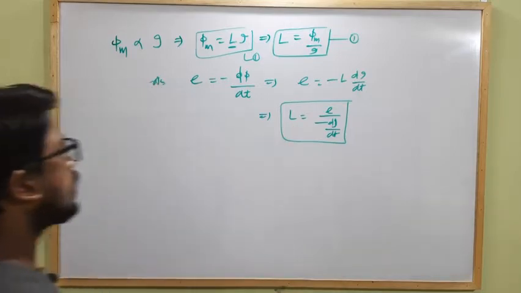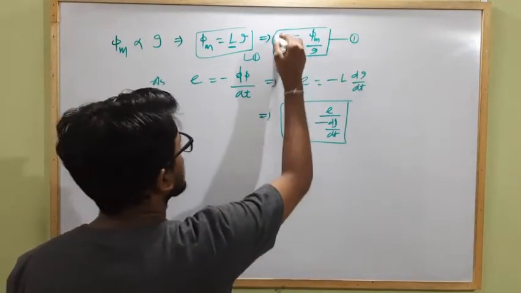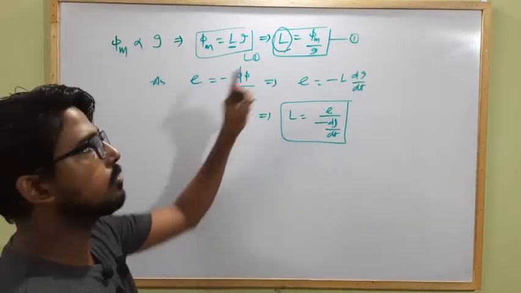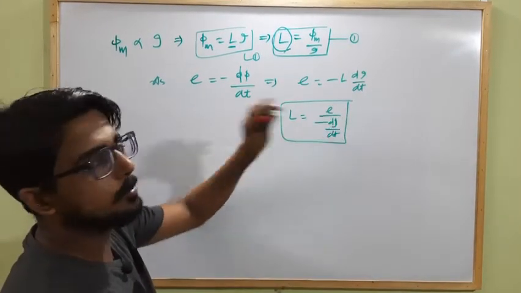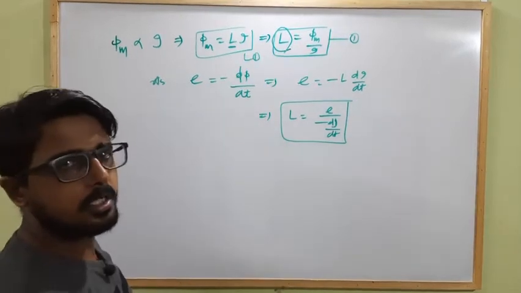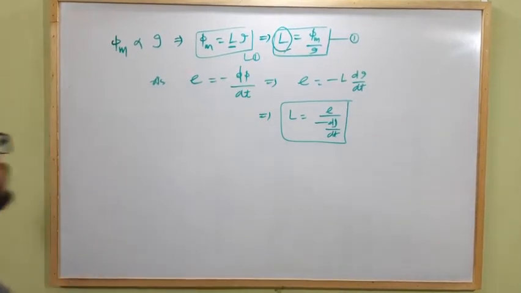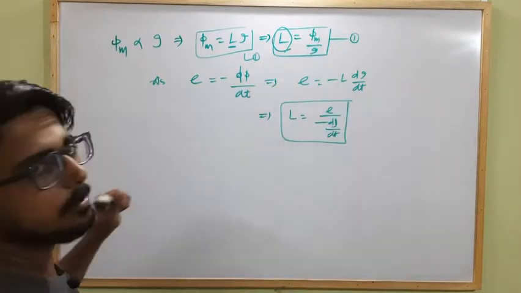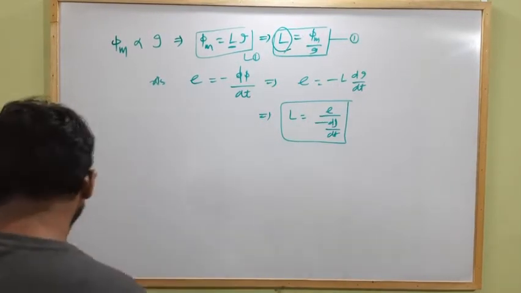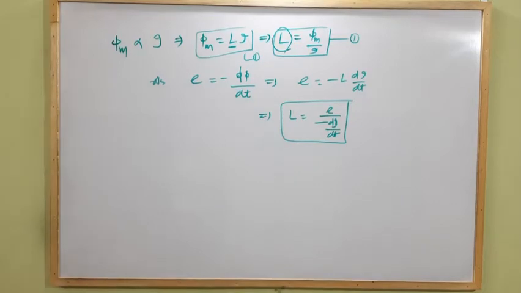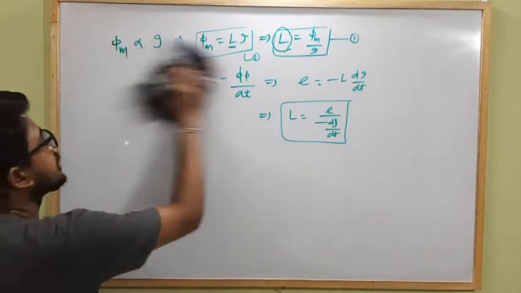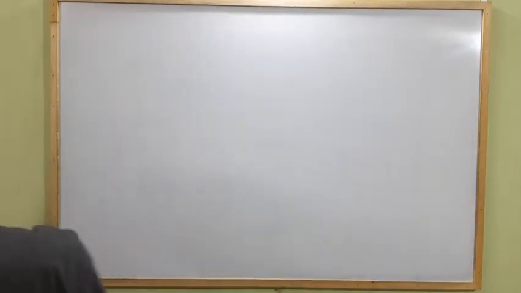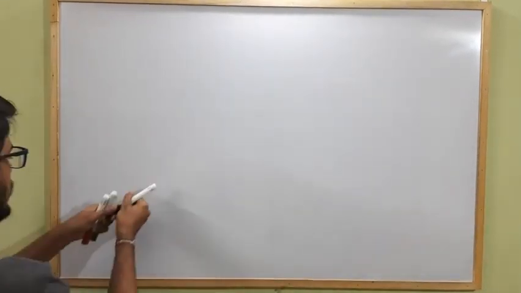Clear? This self-inductance depends upon the geometry and material of the inductor, not on the flux, the induced EMF produced, or the current flowing through the inductor. The unit of self-inductance is Henry and the dimension is M1 L2 T minus 2 A minus 2. So today we are going to discuss the self-inductance of a solenoid.